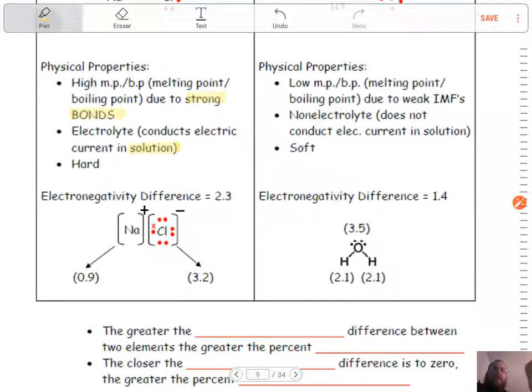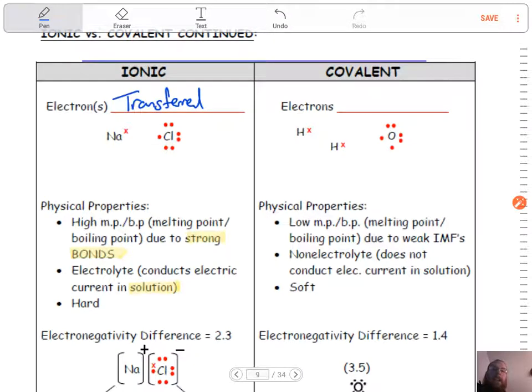So we will, for the most part, try to classify compounds just by looking at the types of elements that are in those bonds. So we've said already that ionic is going to be made of what?